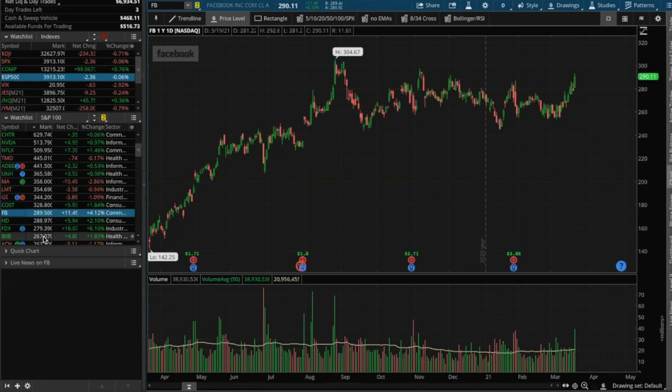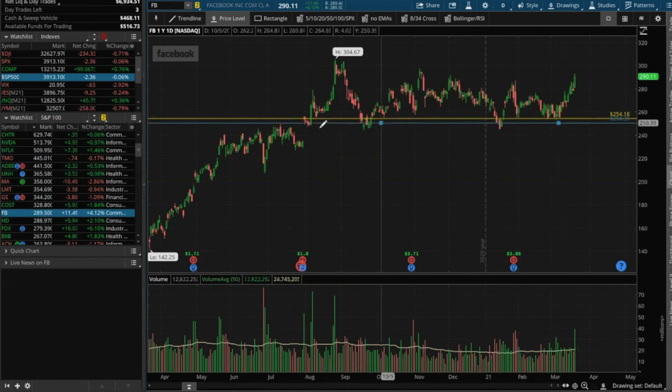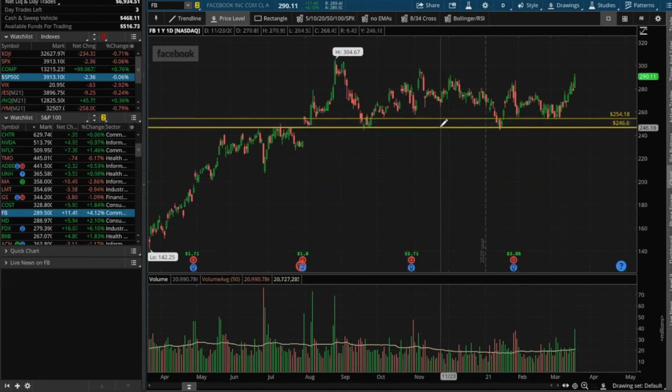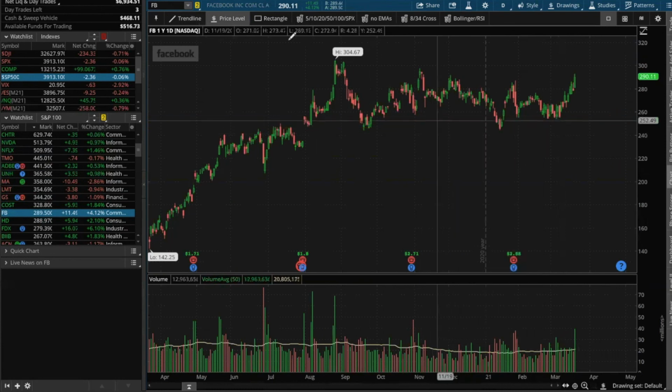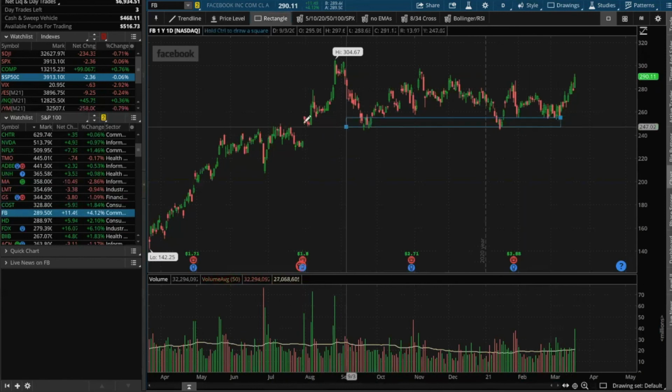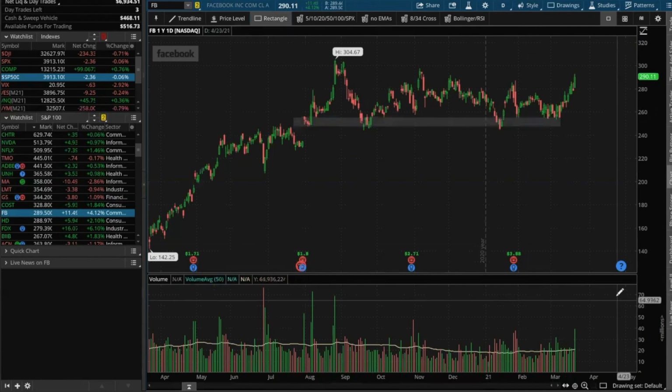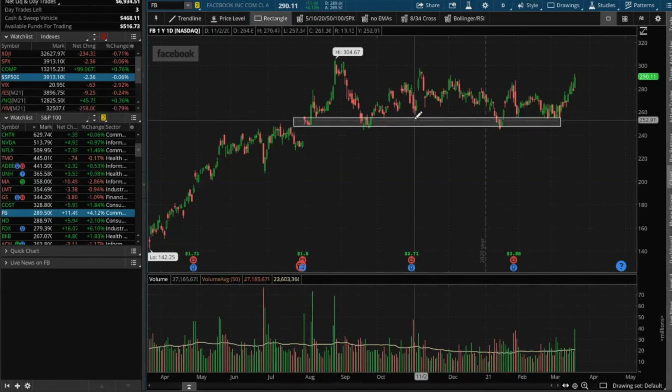And let's do one more. This is Facebook, and I can easily see here this zone right here. And again, I'm saying a zone because look, if you want to, you can draw two lines, and this area right here is your zone. Or look, even if you don't like the lines, let me remove this. Let's draw a rectangle from this area. Now you have a gray area. That's your gray box of support, of your horizontal support.